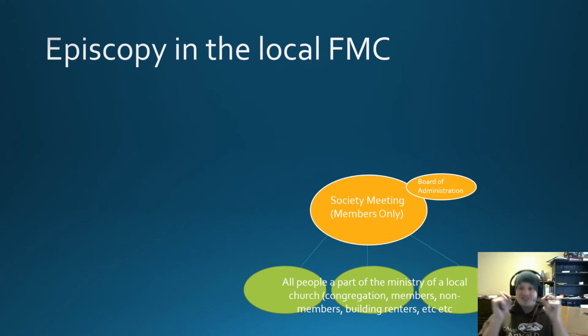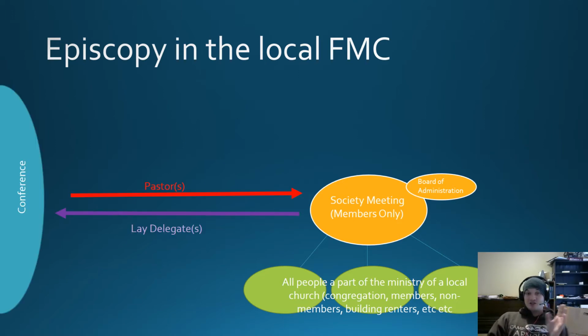What you have is a society meeting, which only church members can vote in. So if you're just an average Joe who comes in, you can't vote. If you're just building renters, you can't vote. But the members of the society, who've come in through membership, are the ones who can vote. When they're not in session, they're represented by a board of administration. So it's a similar kind of episcopal structure there.